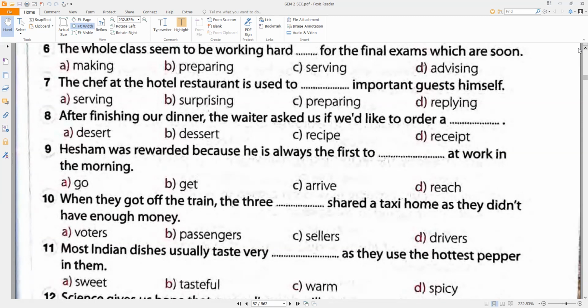Number eight: after finishing our dinner, the waiter asked us if we'd like to order a dessert, recipe, receipt. Which one?